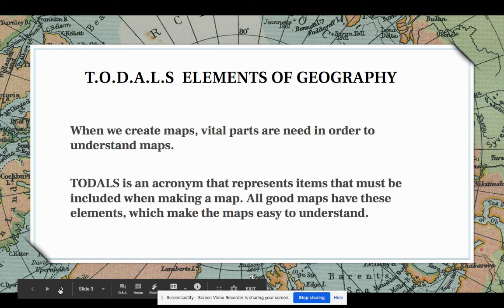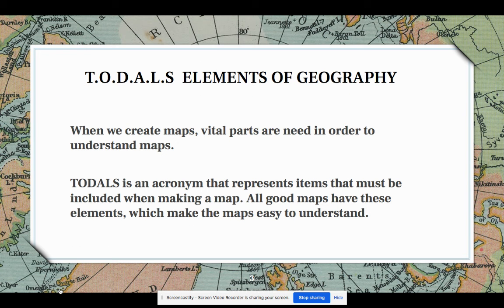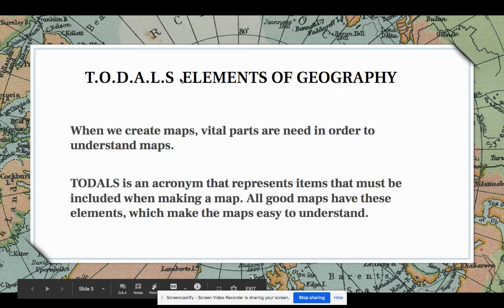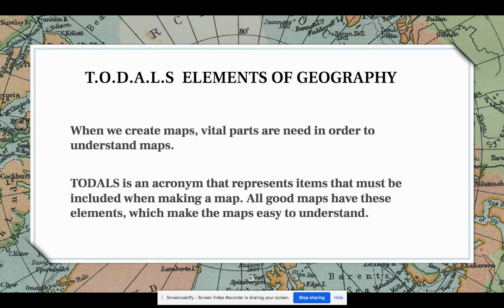So, when we study geography, we have to study maps. Very often we get to create maps. So in my class, whenever we get a map or whenever we create a map, we need to do something called TODALS. It's an acronym. Each of these letters on top stands for something on the map that we must put on there every single time. Good maps have these things because they give you all the information about the map if they have these elements. There's not parts missing. It just makes the map complete.